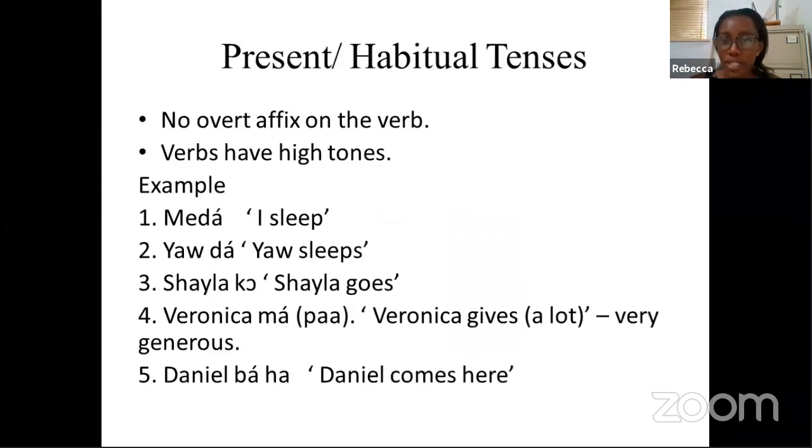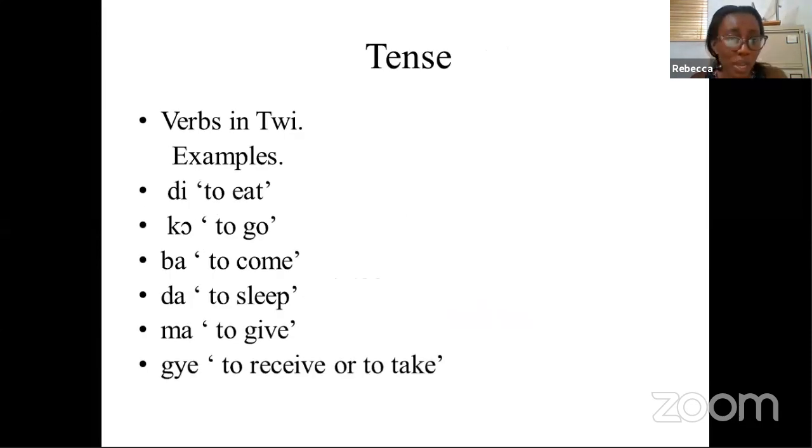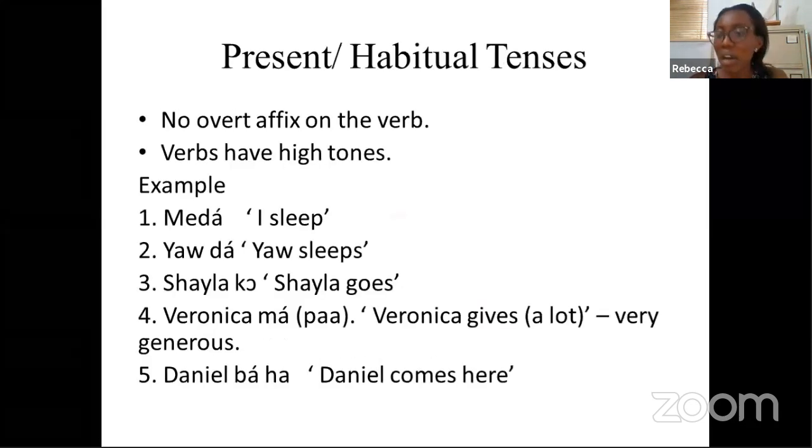Now we'll be looking at the present or the habitual tense. Now in Twi, there is no overt affix on the verb. What do I mean by overt affix? I mean that there's no marker. There's nothing to show that, okay, when you see this, it is the present form. It's very simple. As we saw in the infinitive, that is how it is in the present.